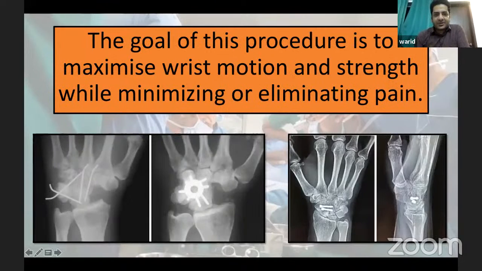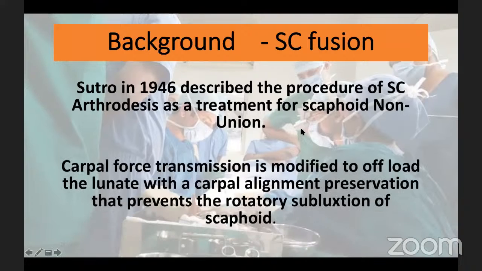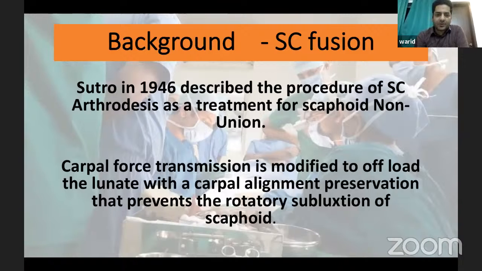So basically the goal of this procedure is to maximize the wrist motion and strength while minimizing or eliminating the pain. All of us know that the main goal in Kienbock disease is to stop the progression of the disease and at the same time preserve the motion and also eliminate the pain to whatever extent it's possible. A little bit of background about scaphocapitate fusion. Actually, it was Sutro in 1946 who described this procedure of scaphocapitate arthrodesis as a treatment for scaphoid non-union, basically. And then subsequently it changed, and now carpal force transmission is modified to offload the lunate with a carpal alignment preservation that prevents the rotatory subluxation of the scaphoid. That's the key here: the lunate is offloaded and the alignment of the rest of the carpal bones is preserved.